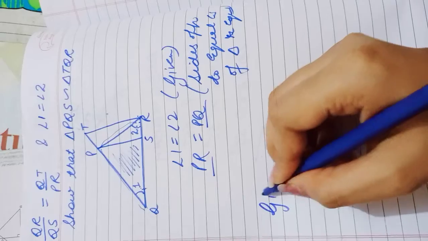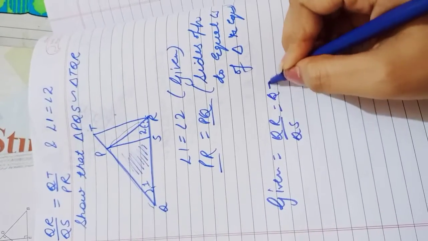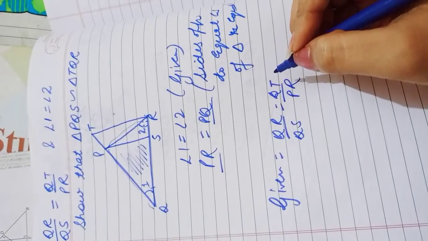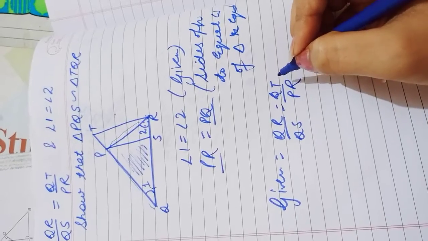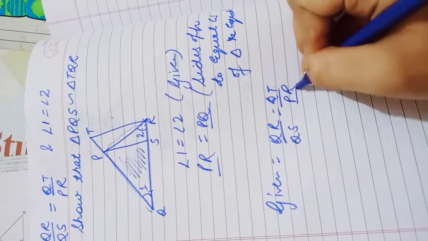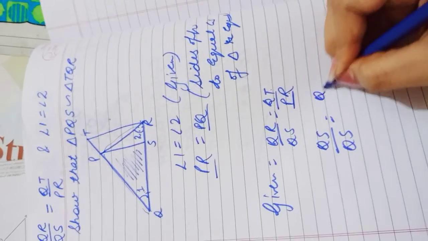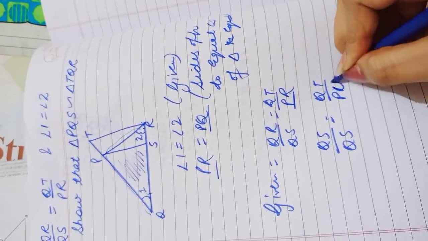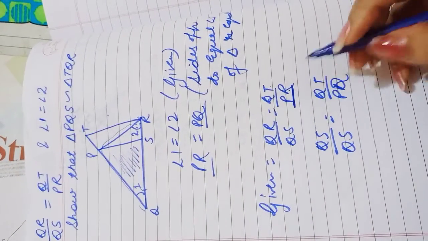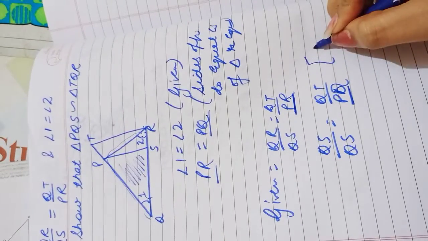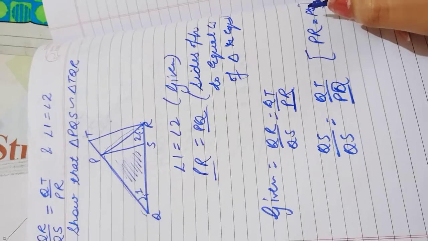Now it is also given, what is given? That QR upon QS is equal to QT upon PR. So you can write QR upon QS is equal to QT upon PQ, because PR is equal to PQ. So at the place of PR I'm going to write PQ. The reason you have to write over here is that PR is equal to PQ. That's why we are doing it like this.